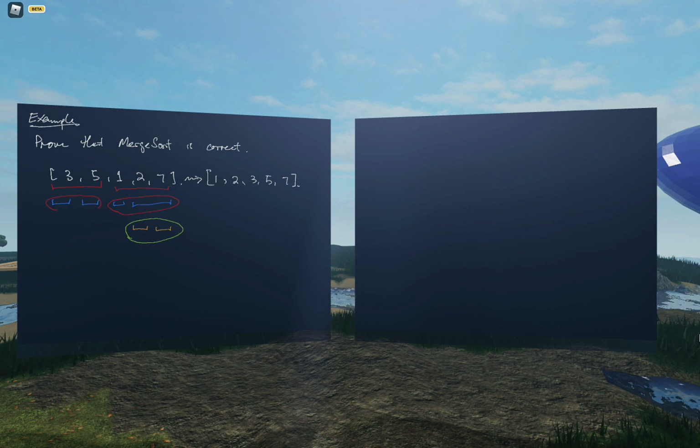So I haven't actually done anything, right? 3, 5, 1, 2, 7, they're all sorted. And so the last step is to look at these two and merge them together. Here, 3, 5 is a sorted list, 1, 2, 7 is a sorted list. So all I have to do is go through these two and merge them together to give you 1, 2, 3, 5, and 7.